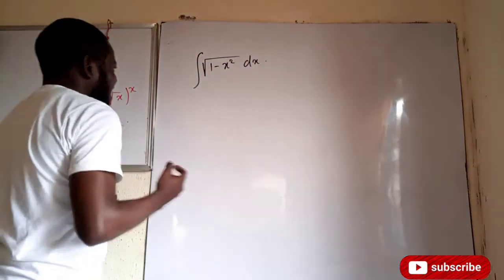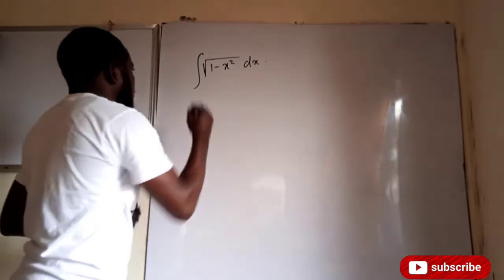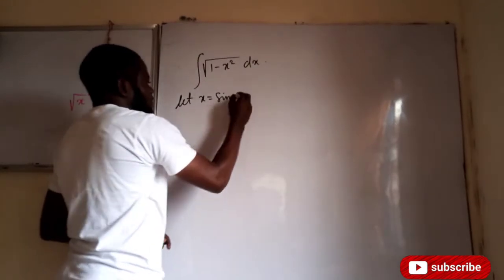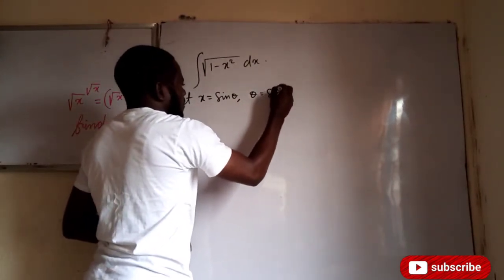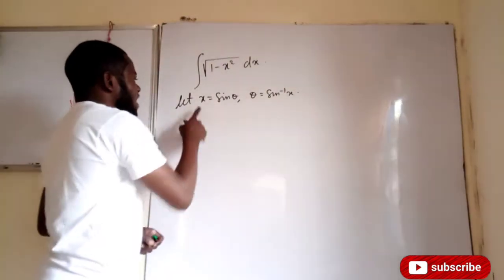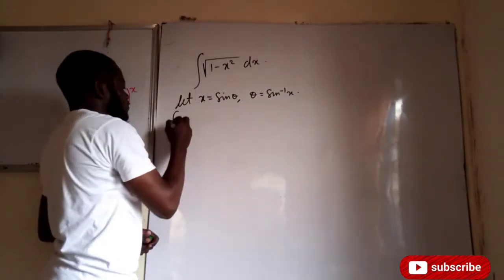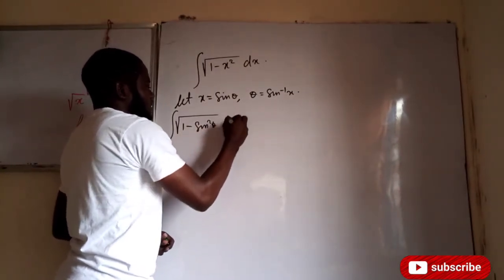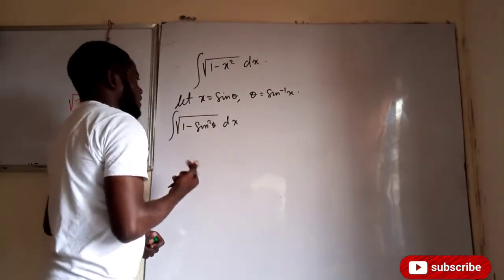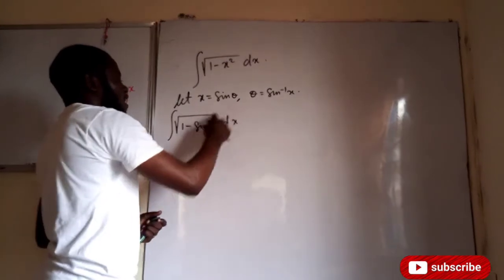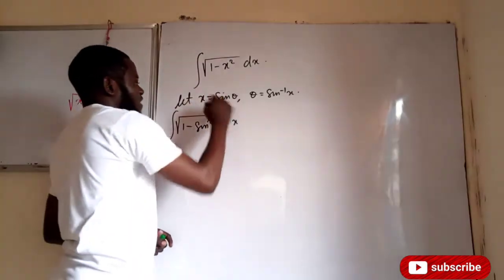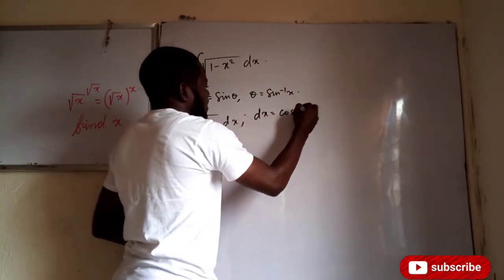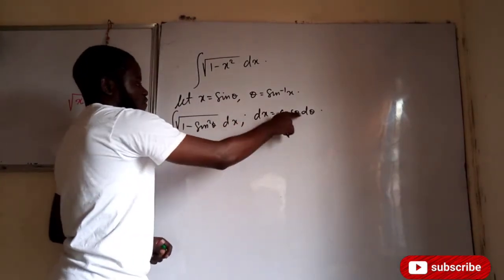Okay, I'm going to start with the trig substitution, and by doing so I will say let x equal sine of theta. If x equals sine of theta, then theta will become arc sine of x. Then the integral will become the square root of 1 minus sine squared theta dx, isn't it? Let's find how we're going to substitute for the x. If I differentiate this, I will have that dx equals cos of theta d theta. Hence, I can substitute for this.